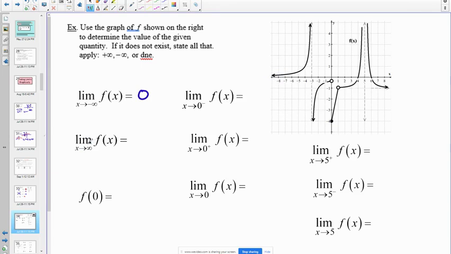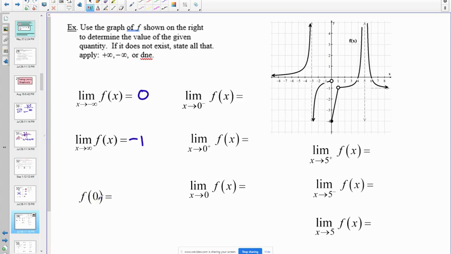What about as x approaches positive infinity? As x gets bigger and bigger and bigger, way out here, what is the y value approaching? You can see these little dots here. This is actually a horizontal asymptote here. So this is saying -1. All right, okay.